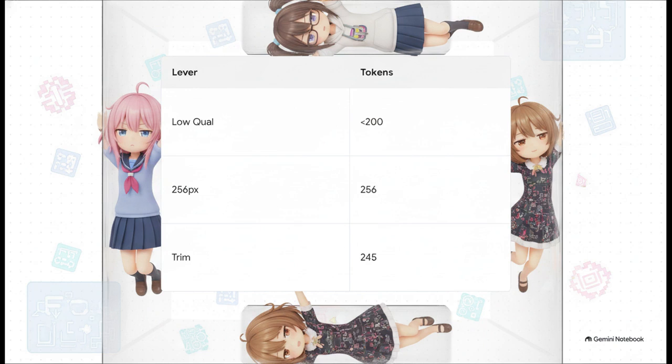Dropping to low quality slashed the output token payload massively, going from over 7,000 tokens to under 200. Resizing to 256 pixels? That was a total masterstroke because OpenAI bills input images based on a pixel math formula that's capped at 1,024 tokens. By ensuring the input is exactly 256 pixels, it bills exactly 256 tokens, completely dodging that maximum cap. And finally, trimming the prompt dropped the text tokens from 490 down to 245.